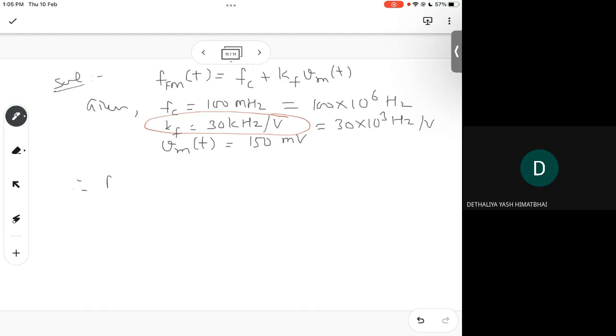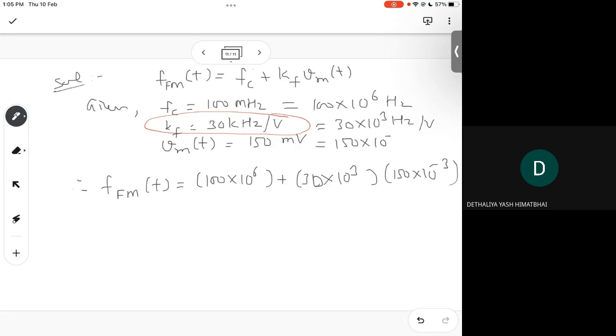So my FMT becomes 100 into 10 to power 6 plus 30 into 10 to power 3 and 150 into 10 to power minus 3. So I can also change it into 150 into 10 to power minus 3 volt. So this is in hertz, this is in hertz per volt, and this is in volts. So this will cancel. So now somebody asked me this question.